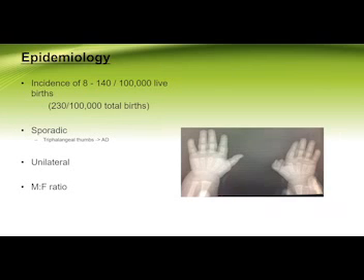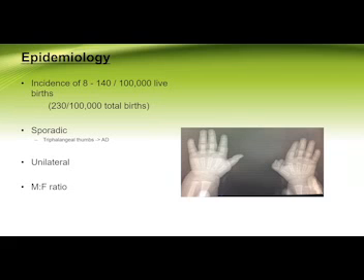The incidence varies between 8 to 140 per 100,000 live births, or 230 per 100,000 total births overall. It's usually sporadic. However, some cases have been reported to be running in families, especially of African origins. Triphalangeal thumbs as a special entity is usually autosomal dominant.